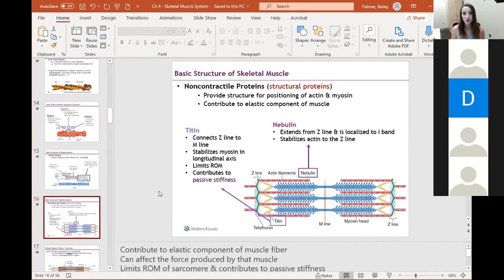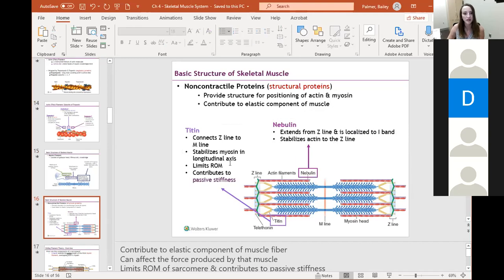Next here is knowing about our non-contractile proteins. Also remember that troponin and tropomyosin are also considered non-contractile, but those two are regulatory proteins. Titin and nebulin, as you see here, are structural proteins. So it is knowing the difference between the two. We know that titin is going to work with myosin. We know that nebulin is going to work with actin.